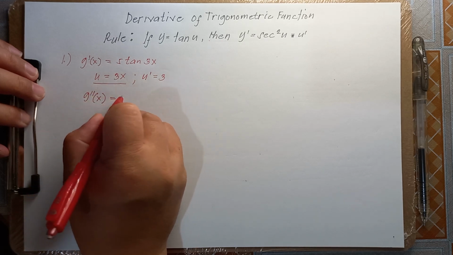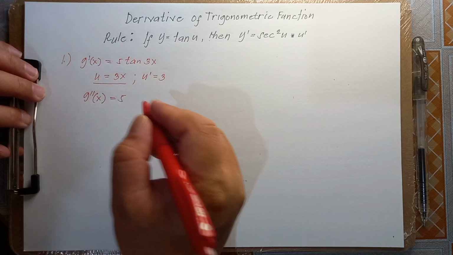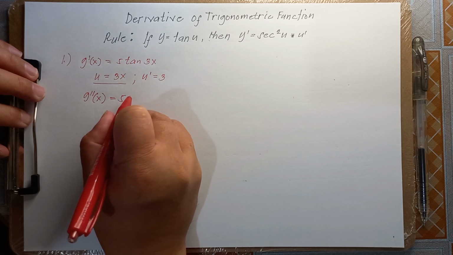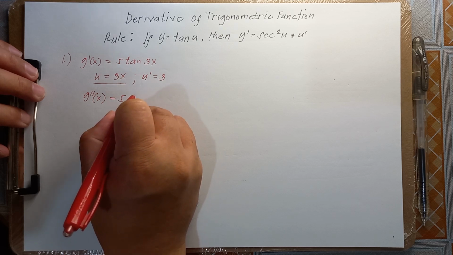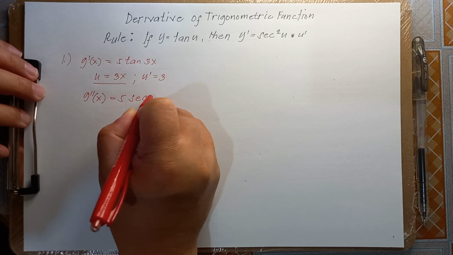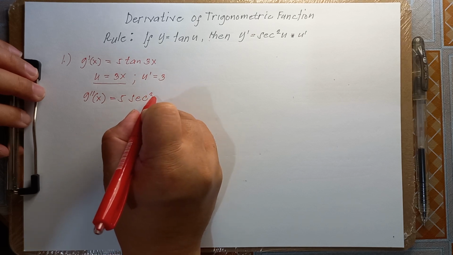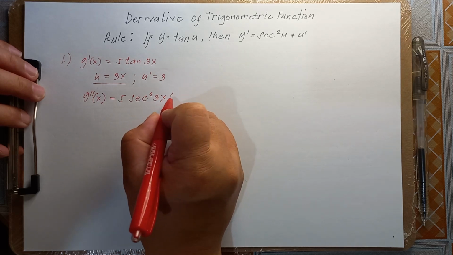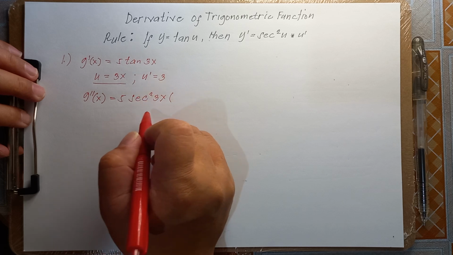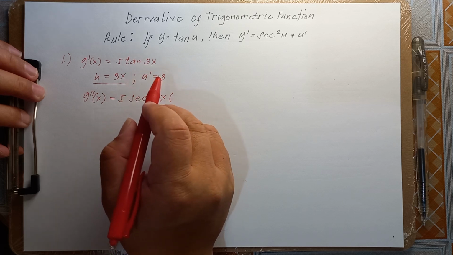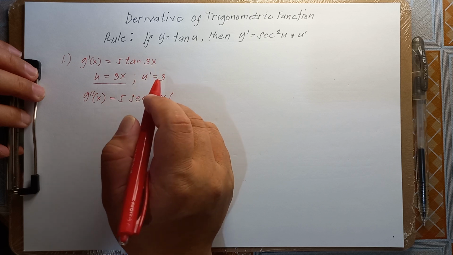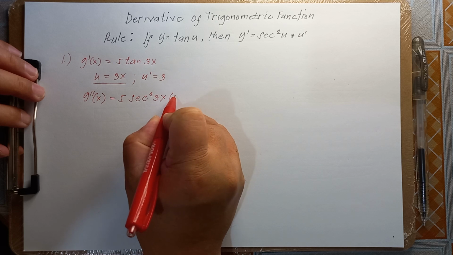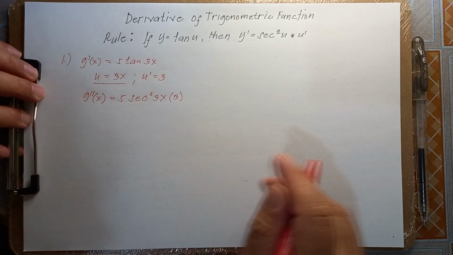Of 5, now what is the derivative of tangent? The derivative of tangent is secant squared 3x. But here we have to multiply this by the derivative of u, where u is 3x, and the derivative of u is the same as 3.